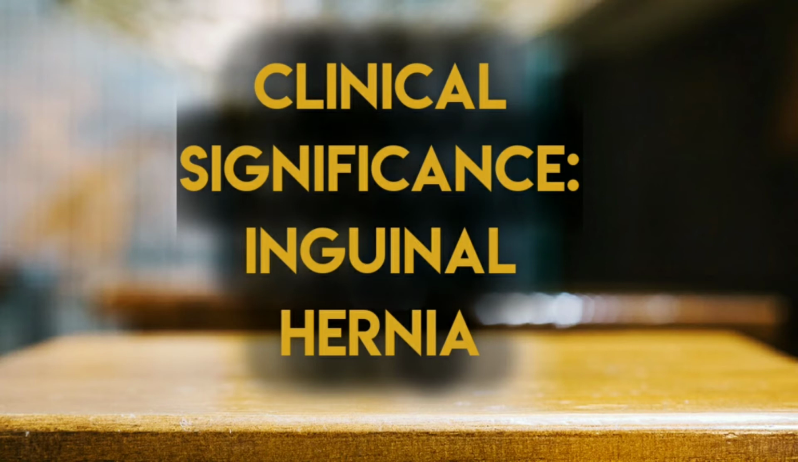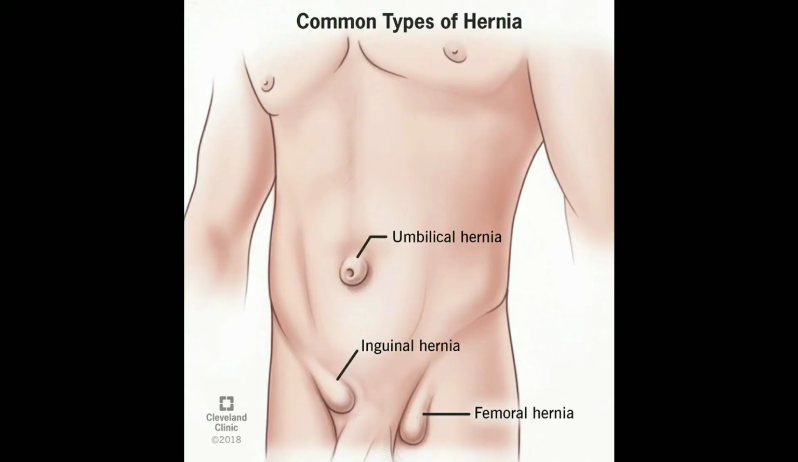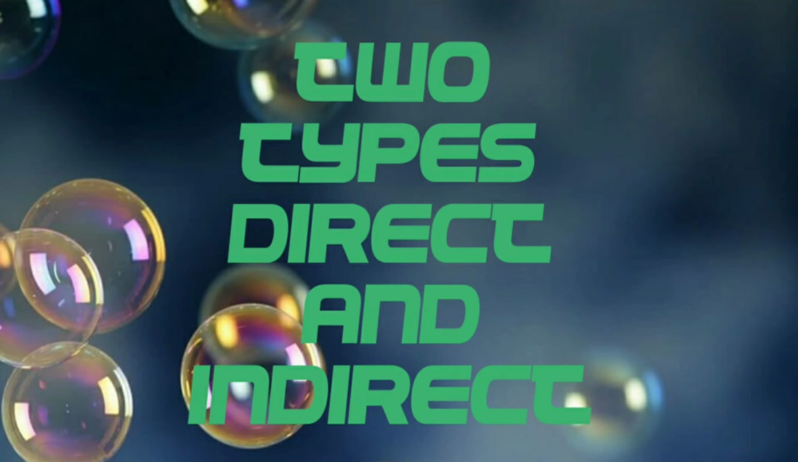The inguinal canal is somewhat a weak part, so it has great clinical significance. This is known as the inguinal hernia, which is one of the most common disorders occurring in many people around the world. These are some of the common types of hernia, namely umbilical, inguinal and femoral hernia. These hernias are of two types, namely direct hernia and indirect hernia, which are most common among people.